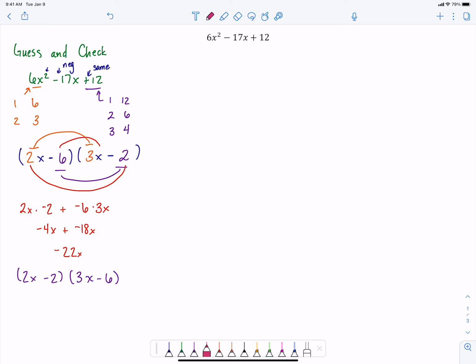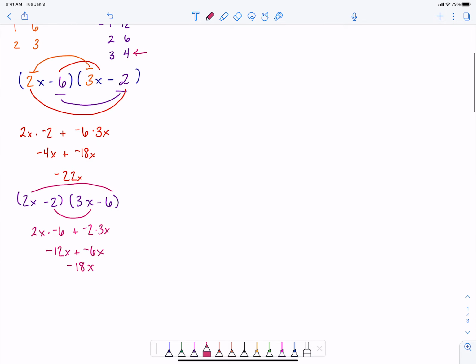So again, all we have to check is that outer part and inner part of FOIL, making sure that those are going to give us the correct middle term. So we get 2x times negative 6 plus negative 2 times 3x. So we get negative 12x plus negative 6x. Oh, this is really close, negative 18, but we wanted negative 17. So again, that's not right. And we've now done all of the choices with 2 and 6 as our ways to make 12. So maybe we'll pick a different way to make 12 because we're getting really close here. So maybe we'll use 3 and 4 instead.